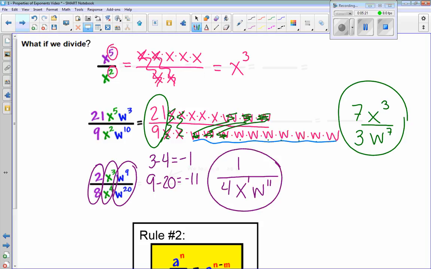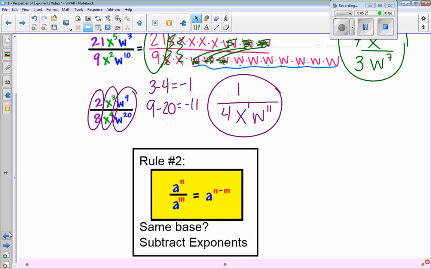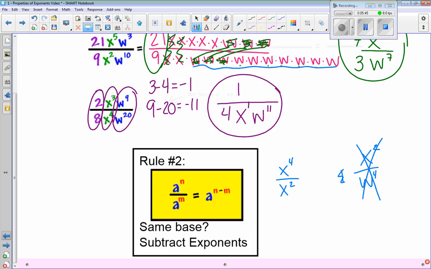Okay, so go ahead and pause the video and write down rule number 2. If we are dividing exponents, we just subtract those exponents. Make sure this only happens if the bases are the same. So if I have an x to the 4th over x to the squared. If I had something like this, x squared over w to the 4th, I cannot combine those exponents because they are not the same base.